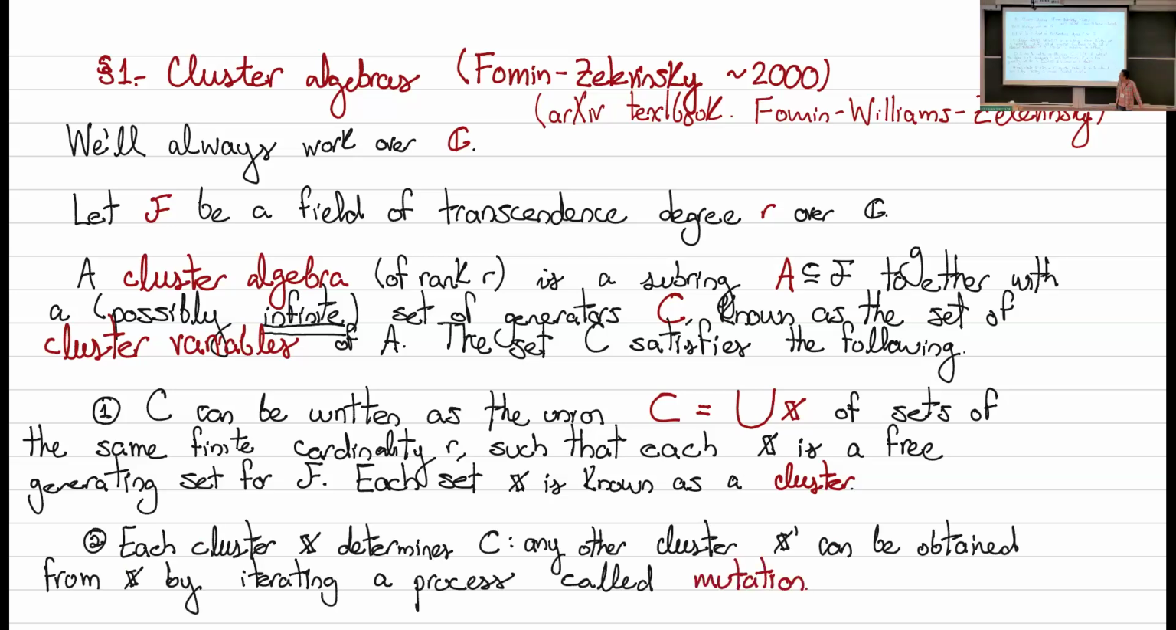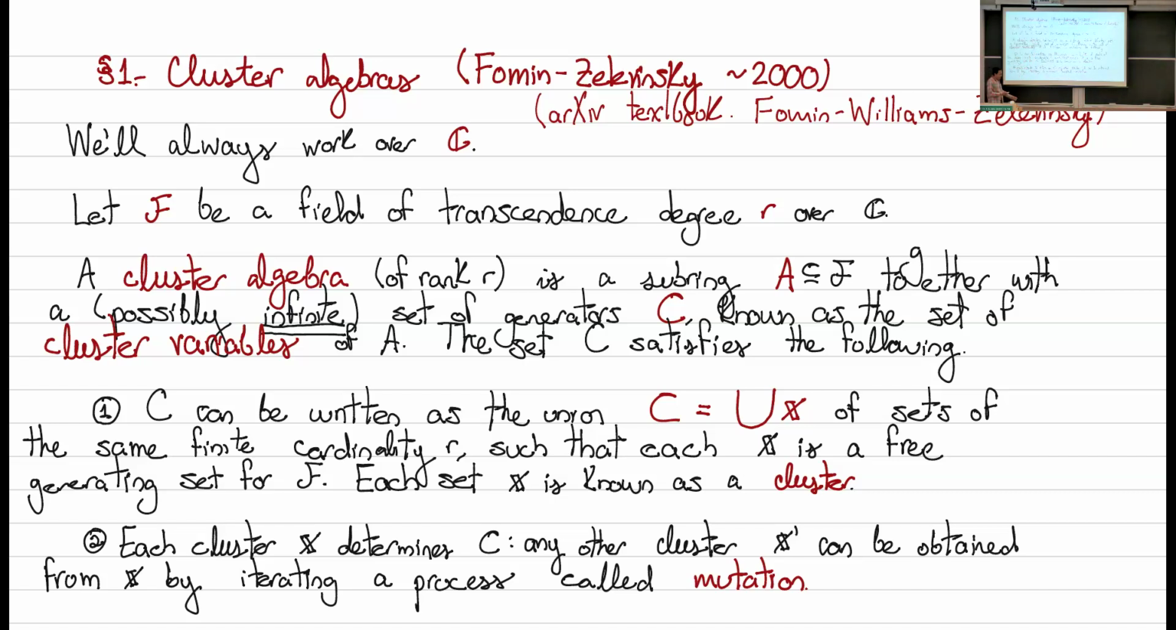So the second part of the definition is that in order to know who all the cluster variables are, it is enough to know a single cluster. So if you know one cluster, there is a way to obtain all the other clusters via a procedure called mutation. Okay? And that's the heart of the definition of cluster algebra, this mutation procedure. So you start with a cluster, and this cluster is going to come with a rule to mutate it in order to create other clusters. And you keep mutating and mutating and mutating. At the end, you will get a possibly infinite number of elements of this field F. And the cluster algebra is the subalgebra generated by all these elements.